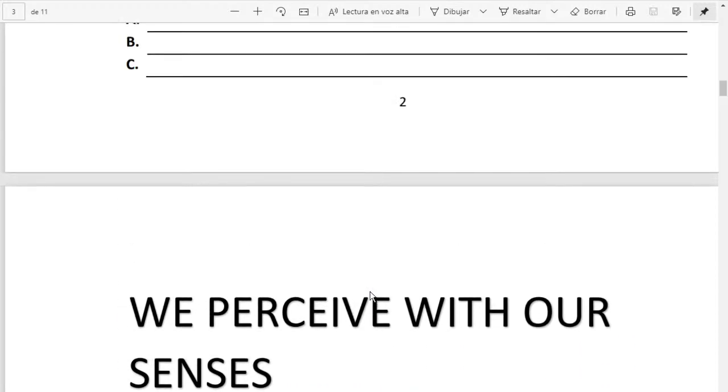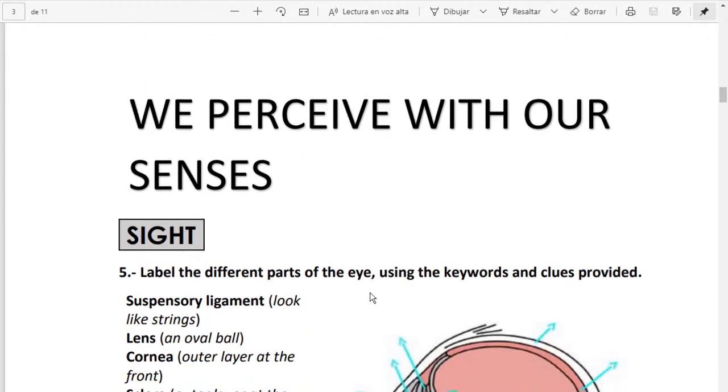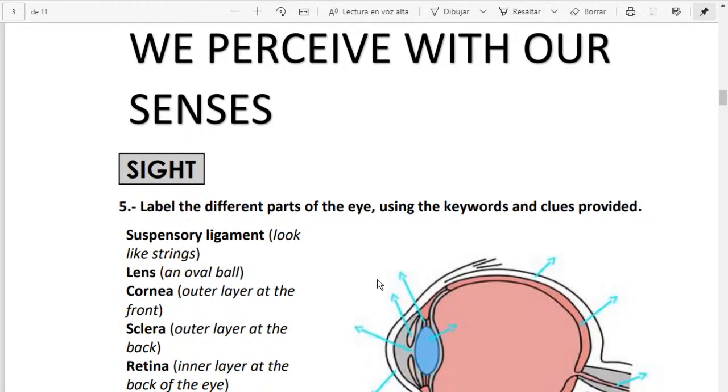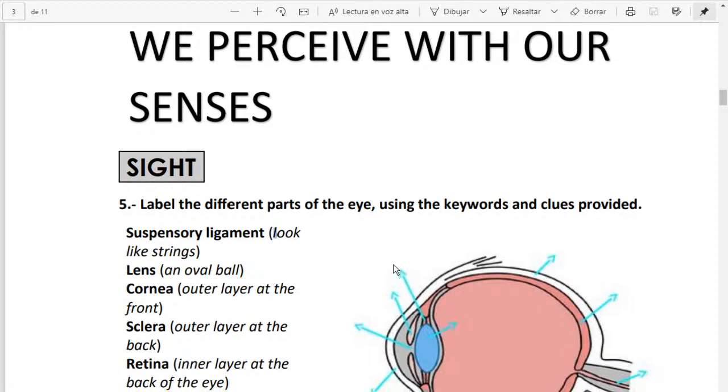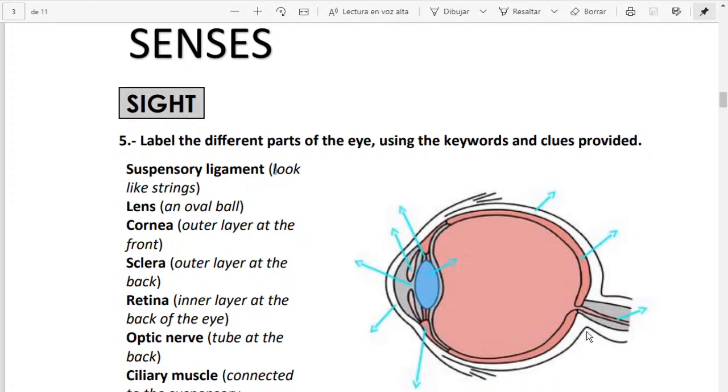Now we are in the exercise part, page number 3, and we need to revise this exercise. This is a very interesting exercise, and it's very important for you to try to understand it. So we have here some parts of the eye. In English this is called the eyeball, la bola del ojo. These are parts that you have to label on this drawing.